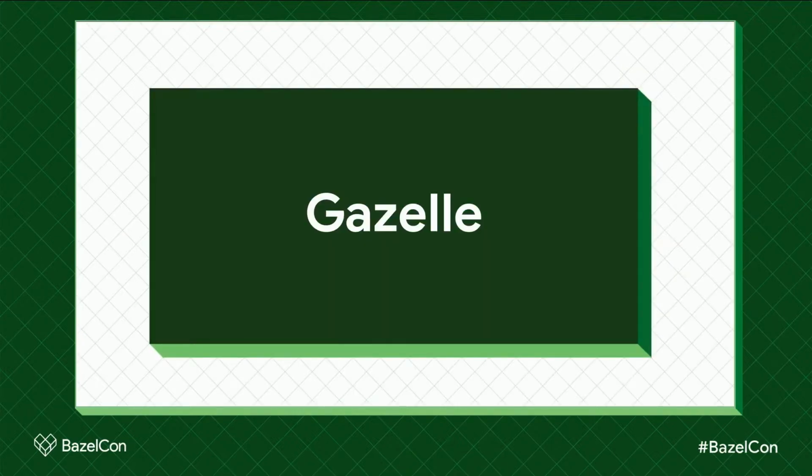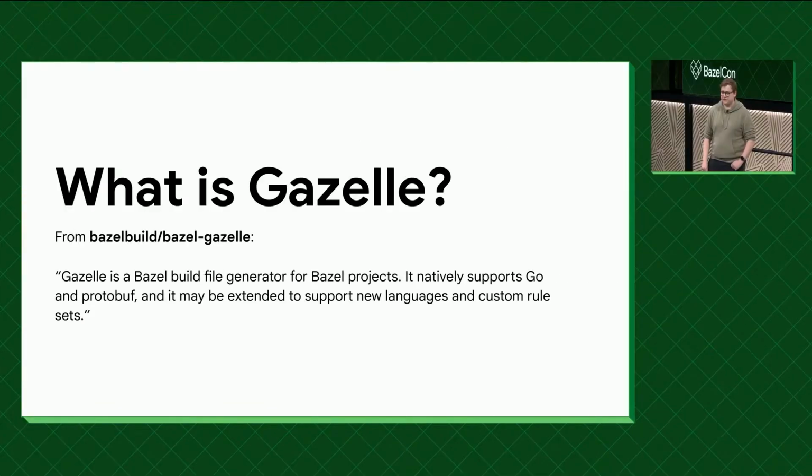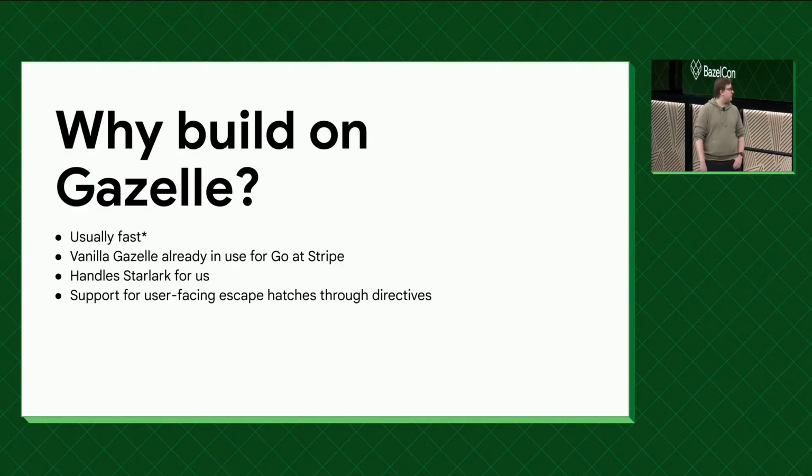Many of you are probably familiar with Gazelle. I imagine if you work on a Go project, it's pretty ubiquitous. What it is is a build file generator. It'll look through your source code and create build files for you, which is essentially exactly what we were trying to do. Gazelle is great because it provides interfaces so that you can easily extend it for your own languages. I'll talk a little bit about some of the benefits that led us to choose Gazelle. One being that it's usually fast. It really depends on what your repo is shaped like and how big it is, but I'll get into that in a bit.